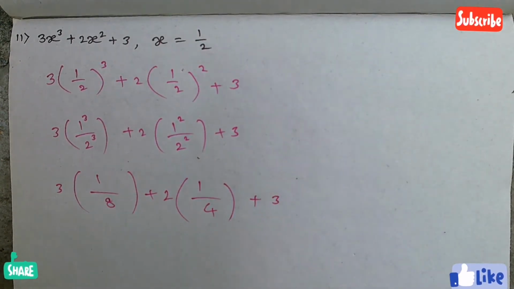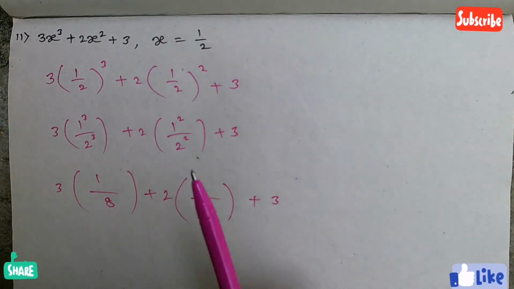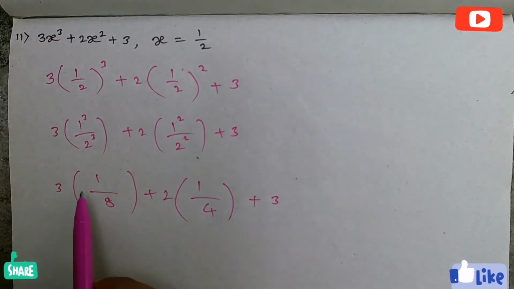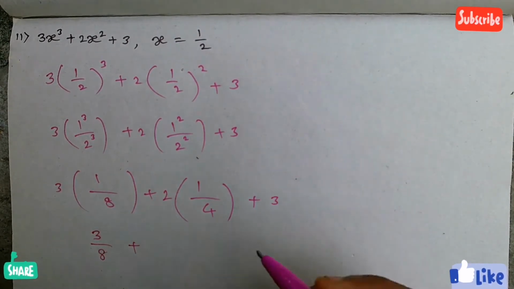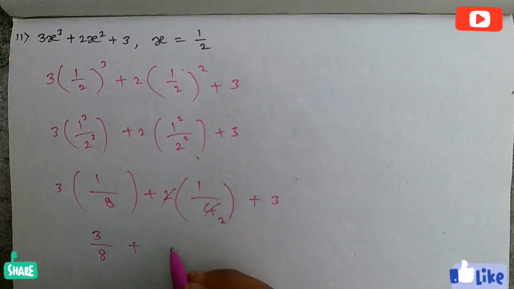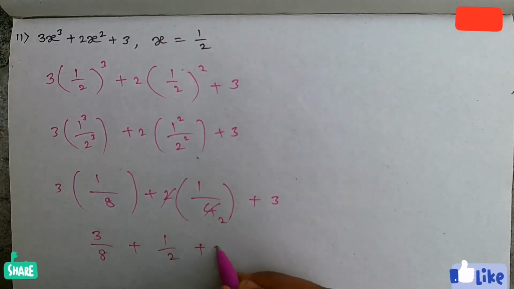Let us check for any simplification. Here 3 in the table of 8 won't come, so simply multiply. 3 ones are 3 divided by 8, plus, for the second term also let us check for any cancellation. 2 ones are 2, 2 twos are 4, so we remain with 1 by 2, plus 3.